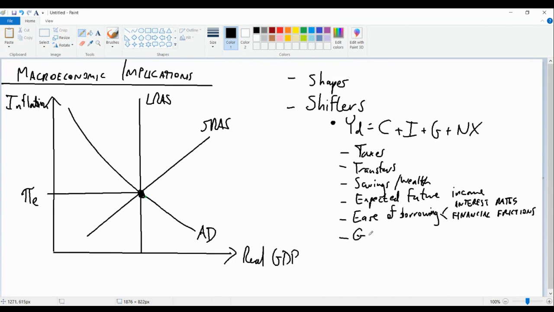Government spending. We don't have an analysis of what changes government spending. We're just saying, okay, politicians determine that, and we're just worried about the impact that government spending has. And what affects net exports? Well, anything that affects demand for exports, which probably means income abroad, right? If the United States falls into recession, it's going to lower its demand for exports from other countries, and so they may go into recession as well. And the exchange rate.